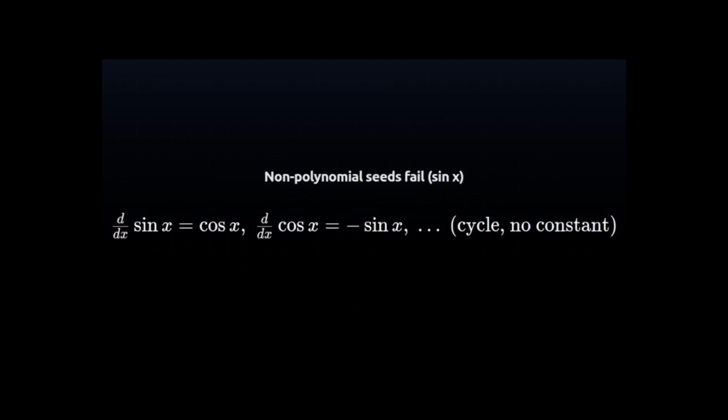But what if the seed is not a polynomial? Case 1, sine of x, its derivative is cosine. The derivative of cosine is negative sine, then negative cosine, then back to sine. The derivatives just cycle, never reaching a constant. That means there is no finite base p0.